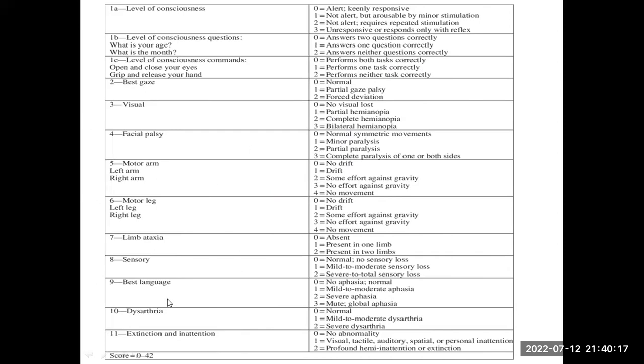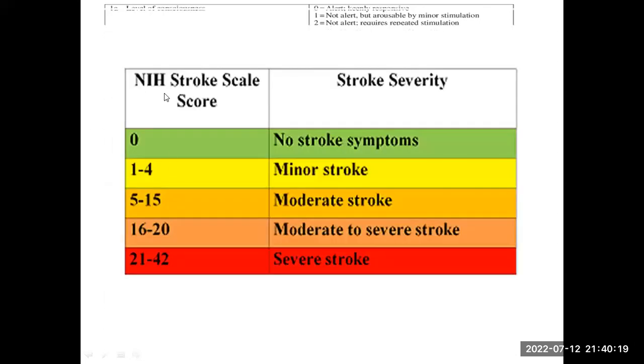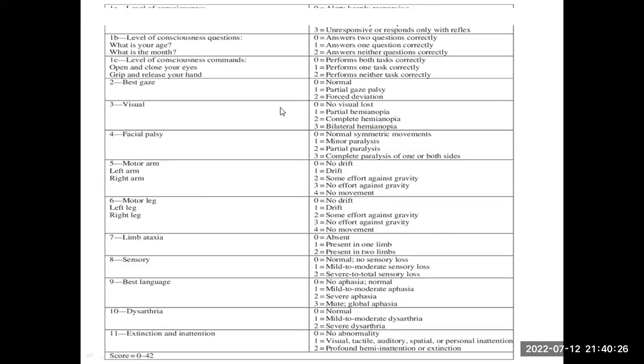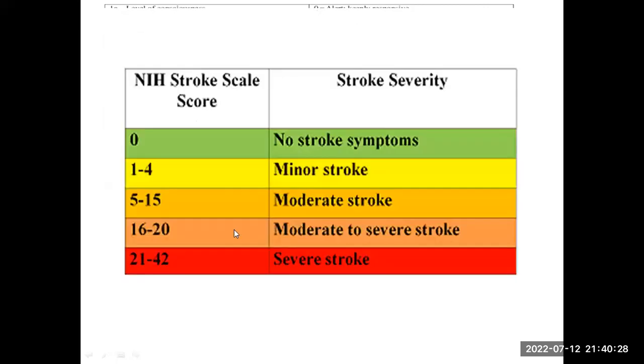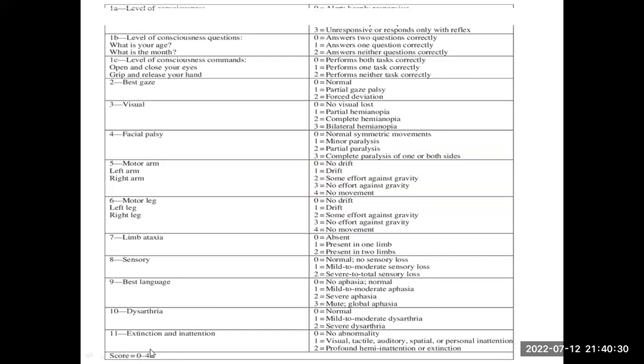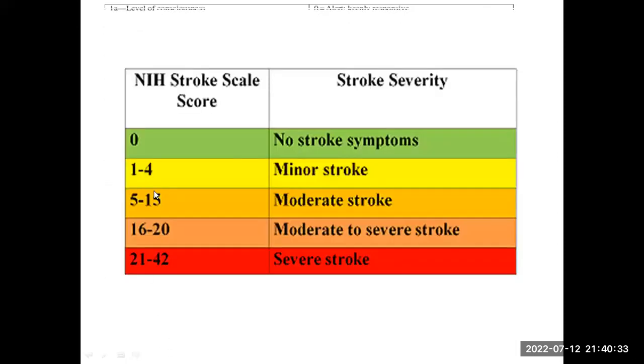You can go back to the website of the National Institutes of Health Stroke Scale, and you can find the scale more clearly. And according to this scale, we have a scoring system, and the total score is 42. So you have a score from 0 to 42. And according to your total score, the severity of stroke can be classified into minor stroke, if your score is between 1 to 4, moderate stroke, 5 to 15, moderate to severe, and finally severe stroke. And this can help in evaluating the severity of stroke.